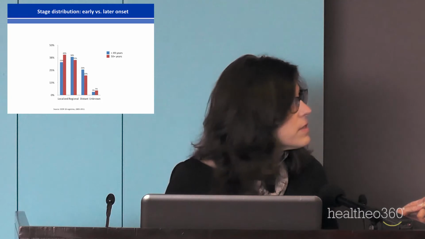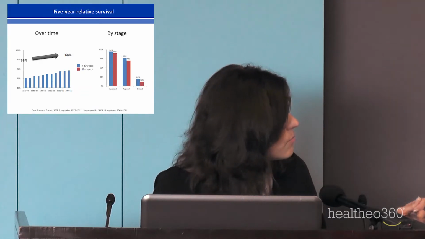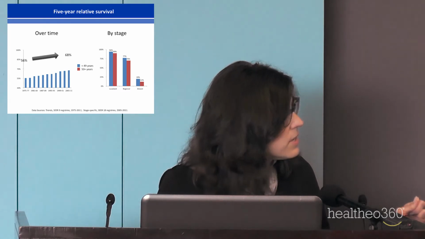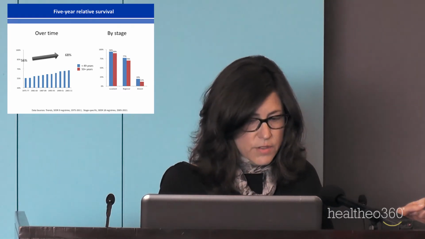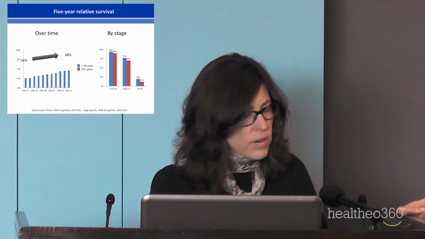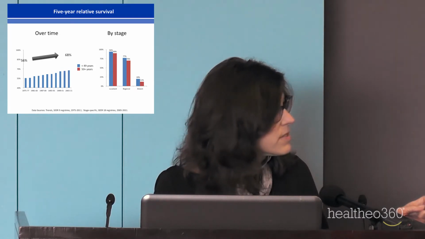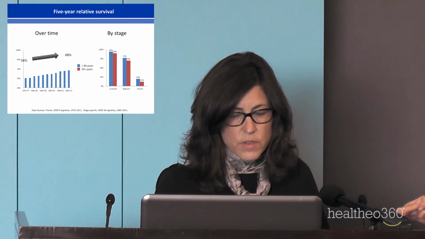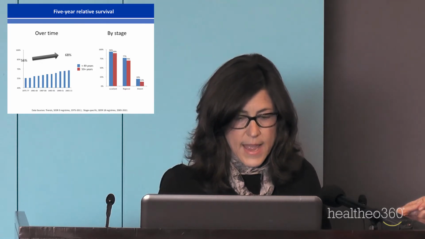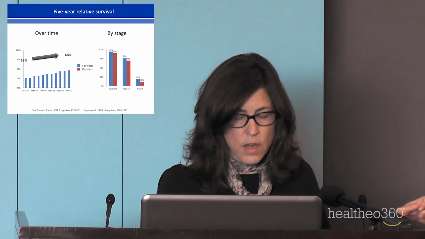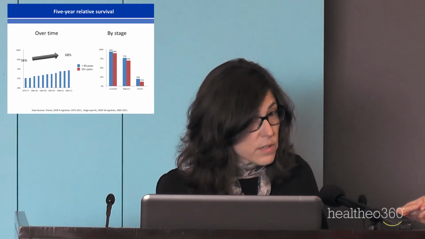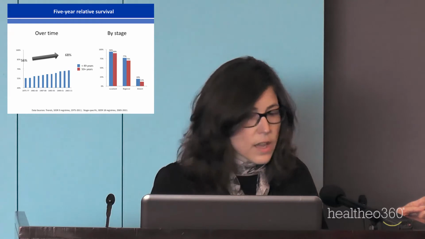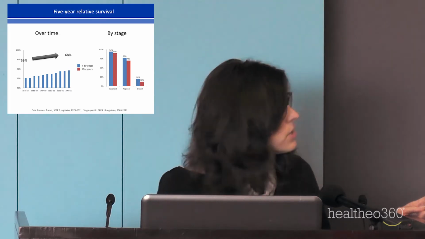This is 5-year relative survival over time for young patients on the left, and by stage at diagnosis and age on the right. The good news is that survival rates are increasing from 56% in the mid-70s to 68% for the most current time period, which is a bit higher than the 65% survival that we see for patients who are over 50. And this is true for every stage at diagnosis.